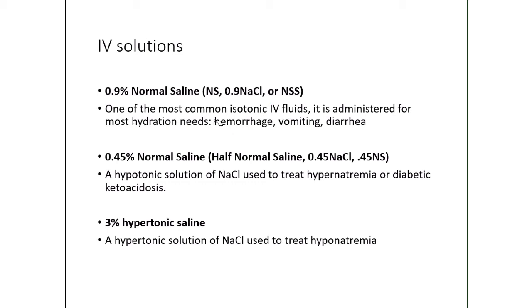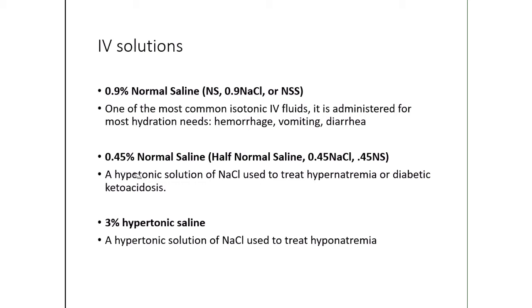It's one of the most common isotonic solutions that is given for people who need rehydration. So if someone is bleeding a lot and hemorrhaging because they came from a car accident or something, or if they have been vomiting a lot and experiencing diarrhea, you want to replenish the fluid as quickly as possible, and then you will give them normal saline. So you will rehydrate them without causing their cells to burst.